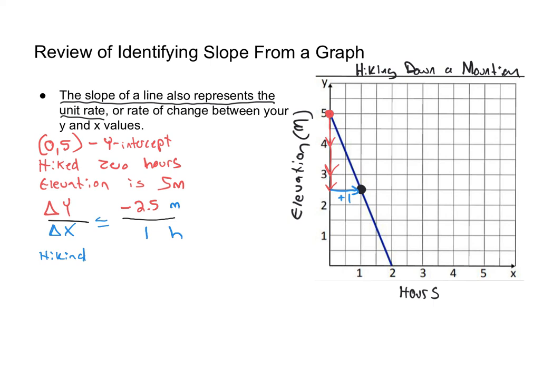And what this tells me is my unit rate is negative 2.5 miles per hour, which means I am hiking downhill at 2.5 miles per 1 hour. Hope this helps understand slope and put it into context.